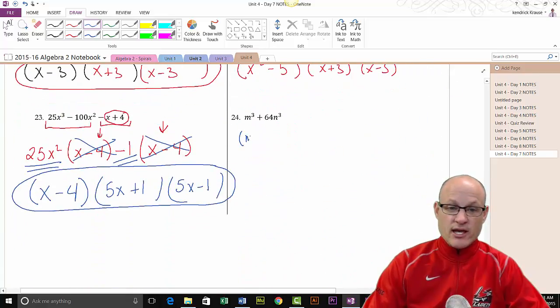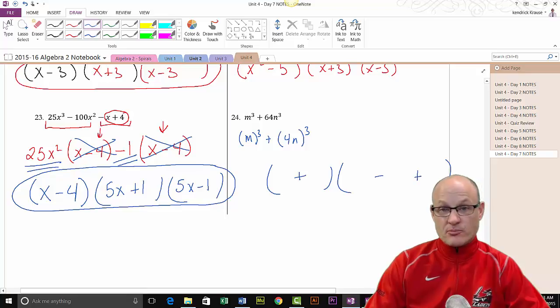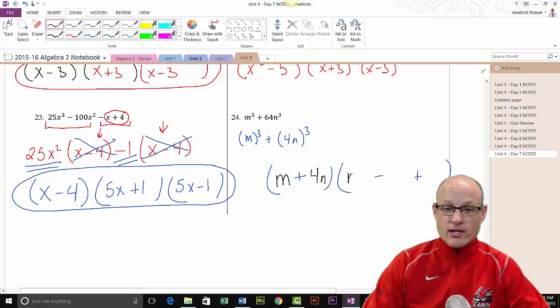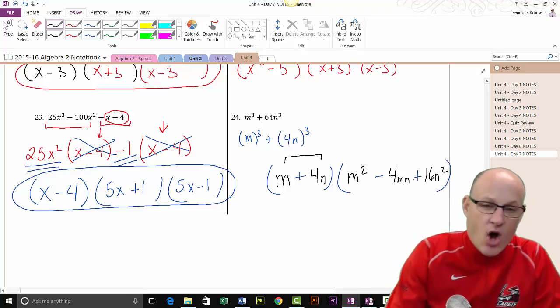So this is really m cubed plus 4n cubed. So binomial, trinomial, copy over the sign, change it. Last one's always positive. In here goes whatever those things are, m, 4n. In here goes those things squared, m squared, 16n squared. And then in the middle, just the product of the two, 4mn. And that's it, kids. That's all she wrote.